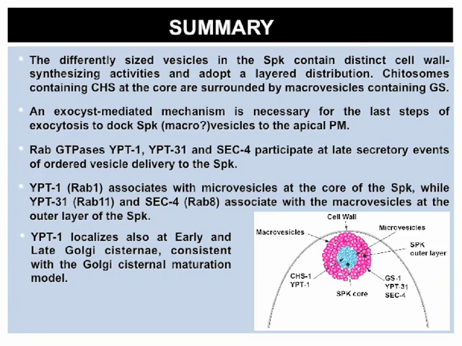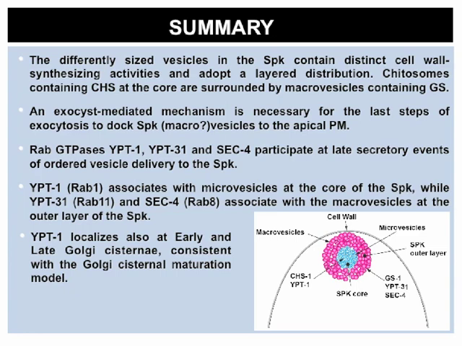So I'm going to summarize what I've shown you. You've seen that the differently sized vesicles in the Spitzenkörper contain distinct cell wall synthesizing enzymes, and they have a layered distribution. Chitosomes with chitin synthase are in the core of the Spitzenkörper, and the macrovesicles surround this core.